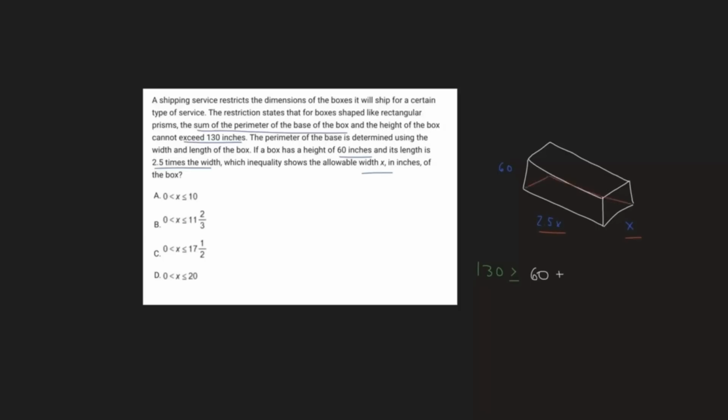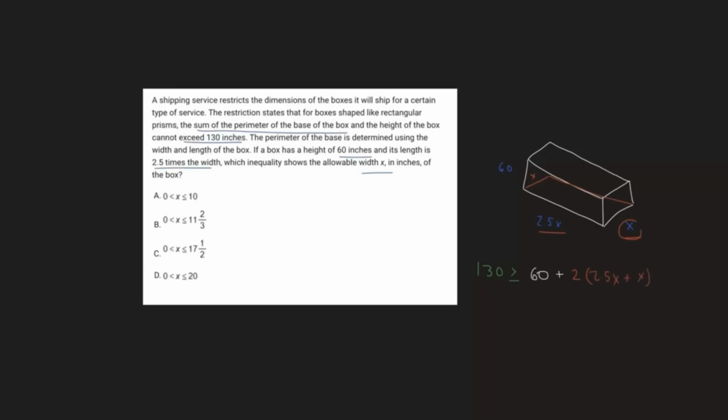So you have two widths in reality, right? So you have a width on this side right here, and you have a width on the other side. And the same thing with the length, right? So you have 2.5x on one side and 2.5x on the other side. And therefore, when we write our inequality to find the perimeter of that one side, we can just double the addition of both the length and the width. And so we can write this as 2 times (2.5x plus x).